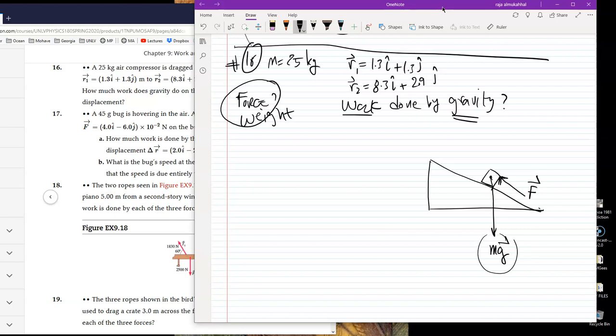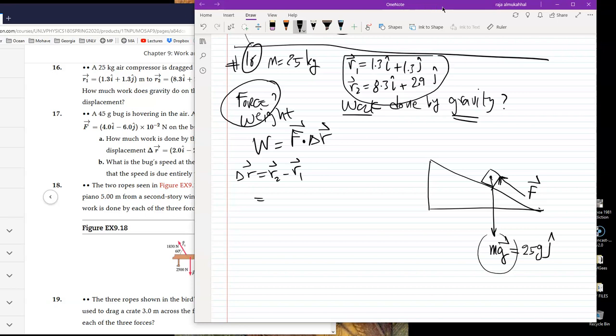Now, if this is mg as a vector like that, you can think of it as 25, the mass, times g, the gravity, 9.8. And what direction is that? Well, that's j. You agree with me on that? And the work is equal to, let me just write it in a general form, F dot delta R. Delta R is basically the displacement, the difference between those two. Delta R is nothing but R2 minus R1. So in this case, 8.3 minus 1.3, which is 7, so 7i, and then 2.9 minus 1.3, that's 1.6j. There we go, that's delta R.